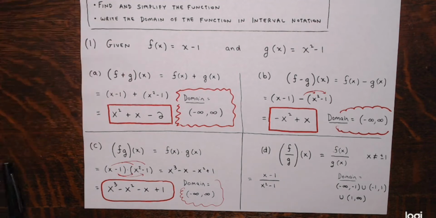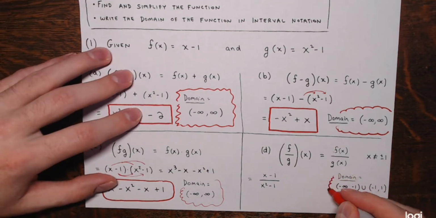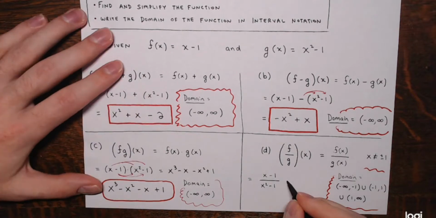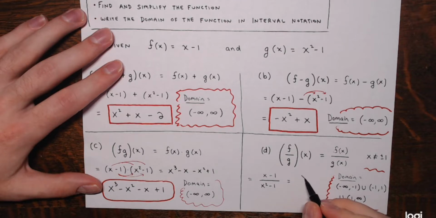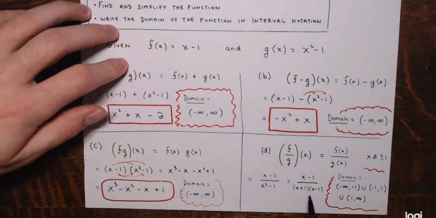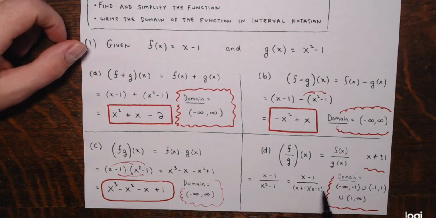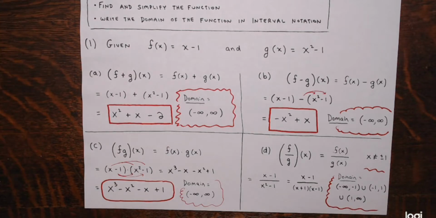Alright, so there's the domain. Now we haven't totally simplified the function yet. Because you can factor, remember how to simplify a fraction. The numerator can't be factored anymore, that's just x minus 1. But the denominator is a difference of squares. That's x plus 1 times x minus 1. And you can very clearly see now that x can't be negative 1 or positive 1. Right? So the domain has to be all real numbers except for negative 1 or positive 1.